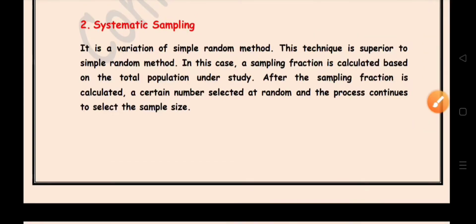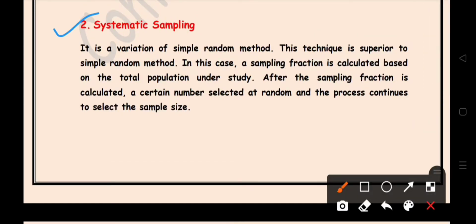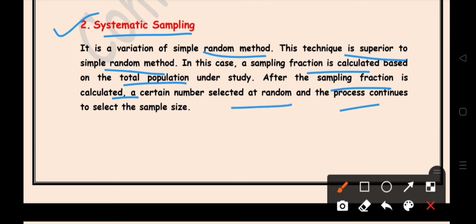Then the second method is systematic sampling. It is a variation of the simple random method. This technique is superior to the simple random method. In this case, a sampling fraction is calculated based on the total population under study. After the sampling fraction is calculated, a certain number is selected at random and the process is continued to the sample size. So in this systematic sampling method, we are first going to calculate the sampling fraction. Let us have a look.